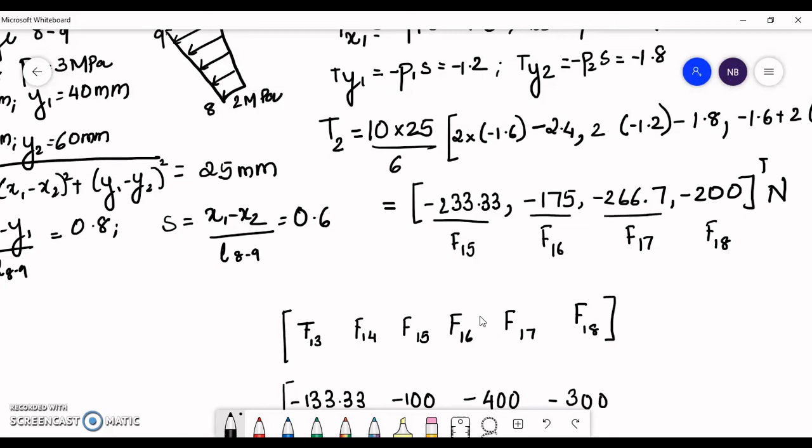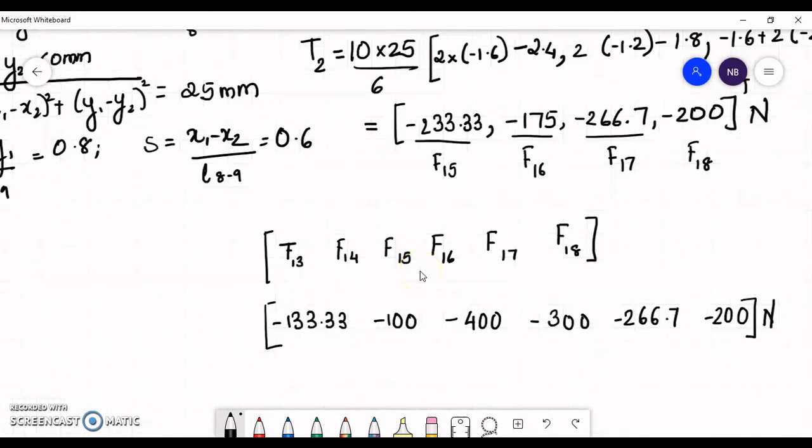F17 is minus 266.7 and F18 is minus 200. The units of this are Newton. So this is our final answer. We were asked to find out the equivalent nodal forces or point loads at the nodes.